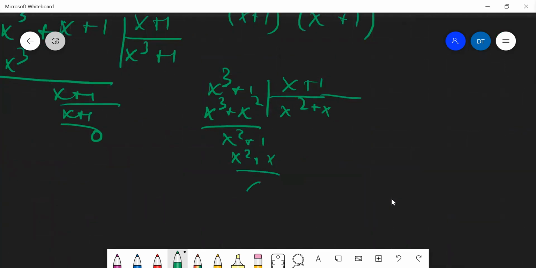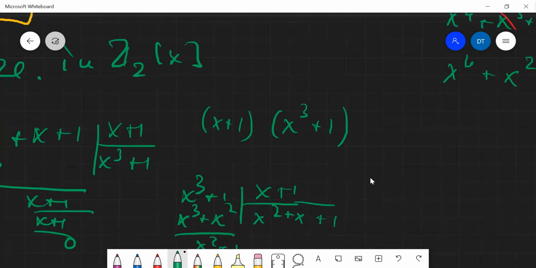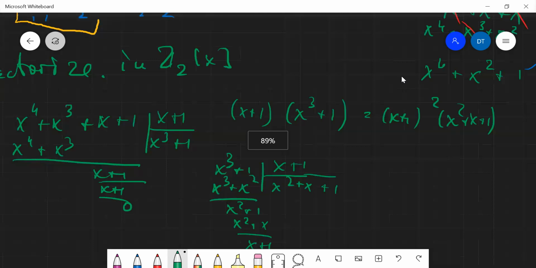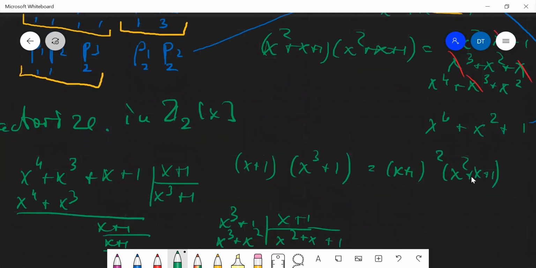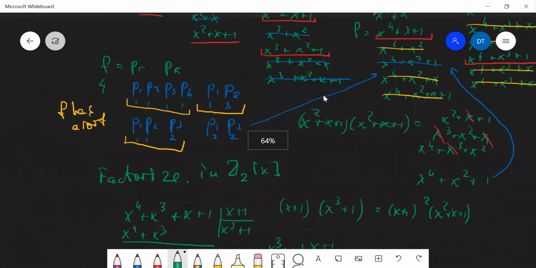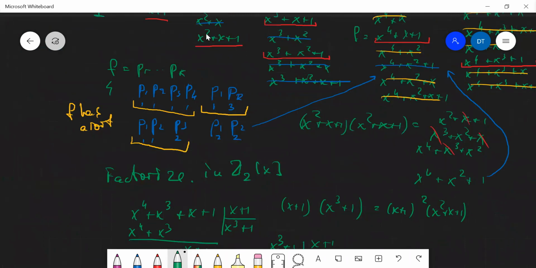And then you get x plus 1, 1, x plus 1, 0. So now you factorize your polynomial as (x plus 1) squared times (x squared plus x plus 1). And now you see if this polynomial is irreducible or not. Well, it has no roots, and as you can see, it's here in the list. So this is the decomposition of this polynomial into a product of irreducible ones.